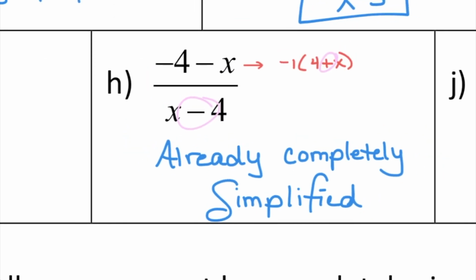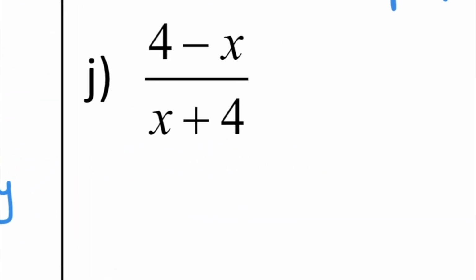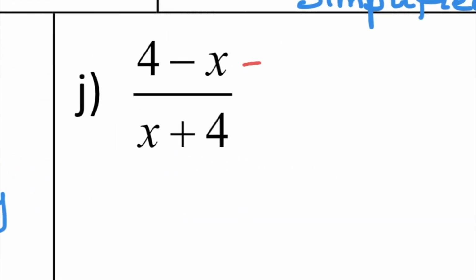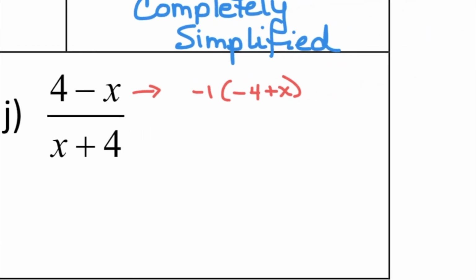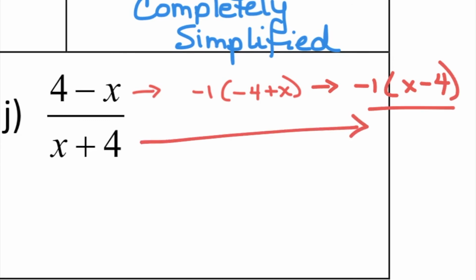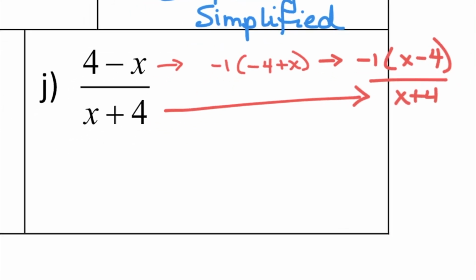And similarly with letter J, again, you can't factor out a -1 and have the same expression. That would actually end up giving you -1 times x minus 4, which is not the same as x plus 4. And so that doesn't help you either. And so this is already completely simplified.